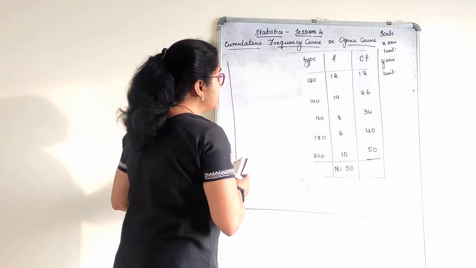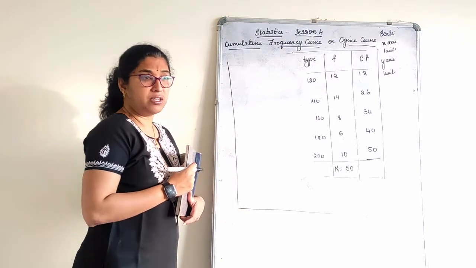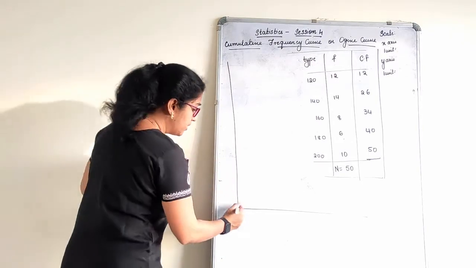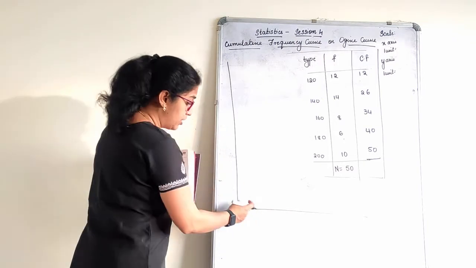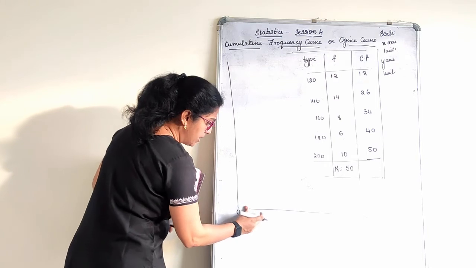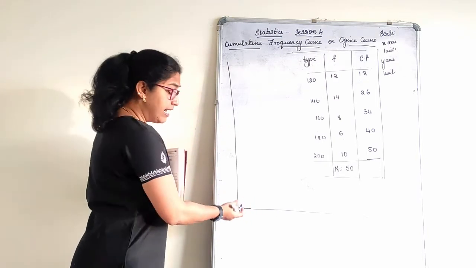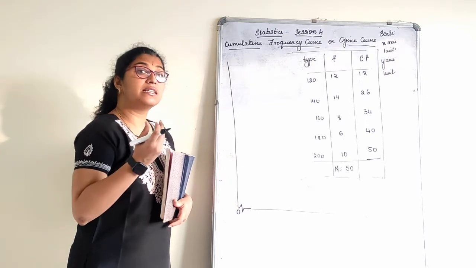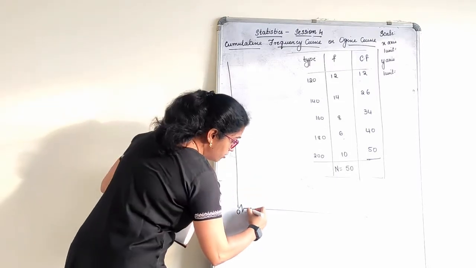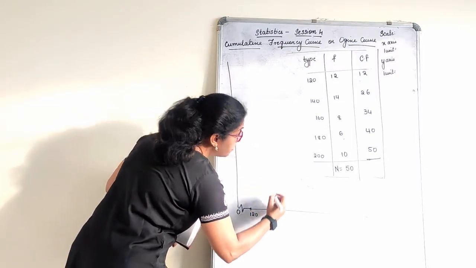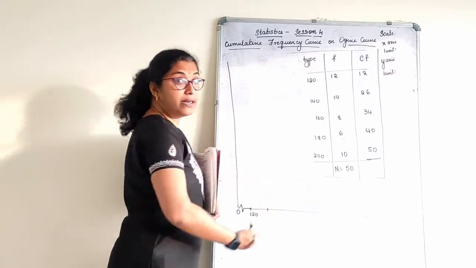So we have 120, 140, 160, 180, 200. I can't be starting from 0. I have to start from 120 only. That means from 0 to 120, there's a lot of difference. What I have to do in the graph is mark a kink line or a jag line, right? This tells that I have assumed the numbers are starting from the beginning and I have reached 120. So 120 mark. Remember, ogive is always marked on the upper limit.